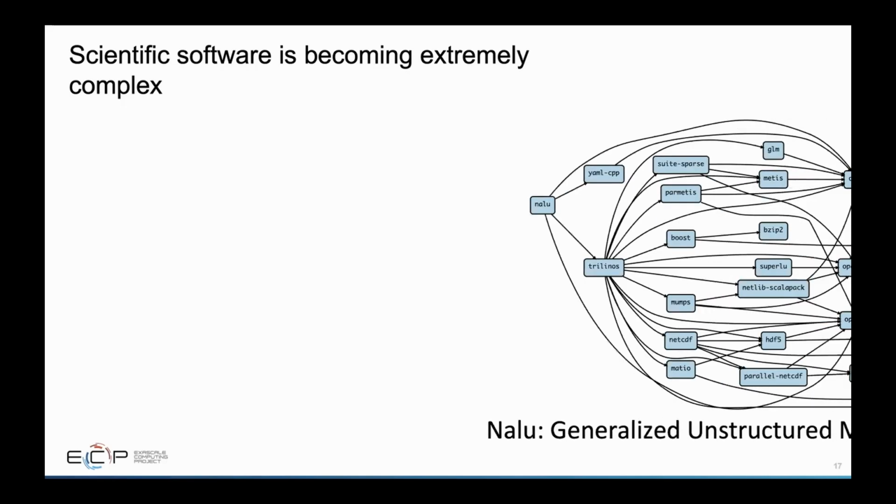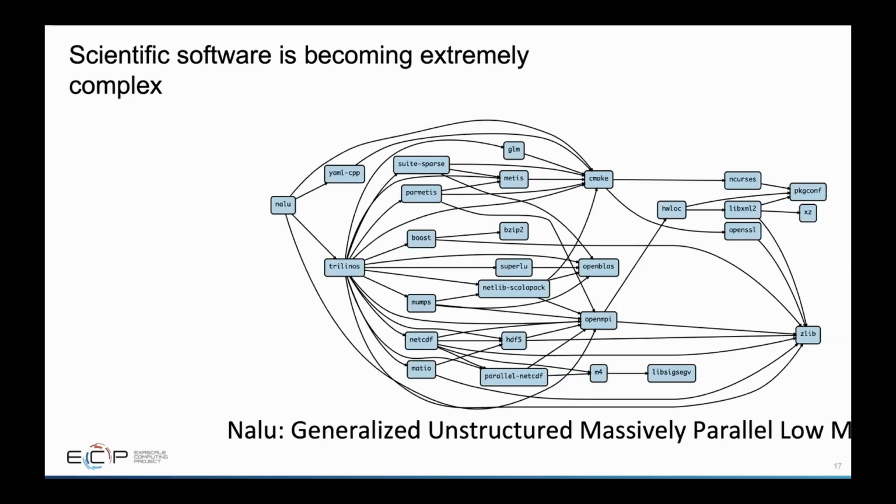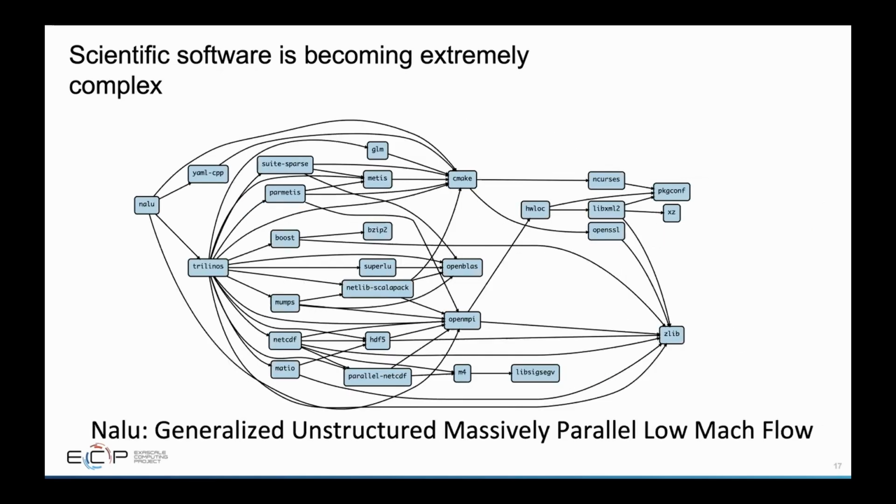So the reason for this is that scientific software is getting extremely complex. Here is the dependency graph of packages for a package Nalu. And this is a CFD code. It provides a generalized, unstructured, massively parallel, low Mach flow. And it's used for products such as Nalu Wind for wind turbine simulation.